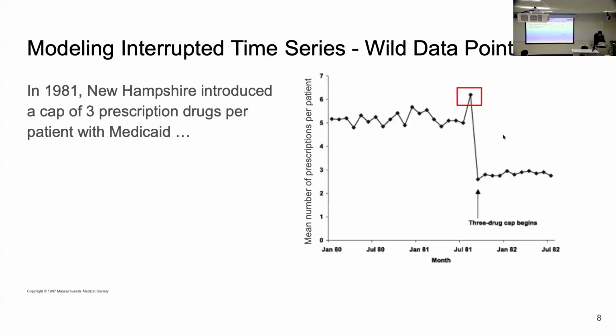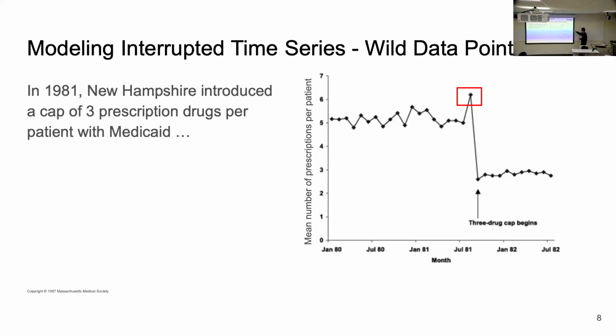Maybe I'll refresh. Nice. The other thing is called wild data points. In 1981, New Hampshire introduced this cap of 3 prescription drugs per medicated patient. And we see that before the 3 drug cap begins, the number of prescription drugs per patient shot up. This data point is clearly not within this model.